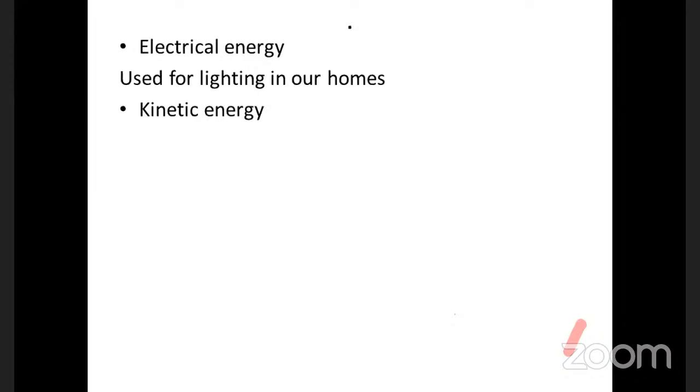Kinetic energy is the energy possessed by a moving body. Very good. Is there someone who has a very different answer? Do we have someone with a different answer? Bonita, do you have a different answer?